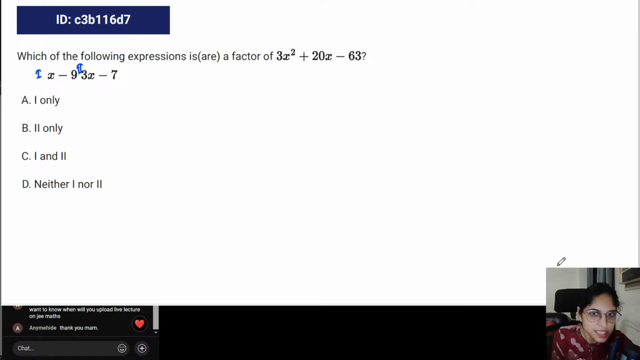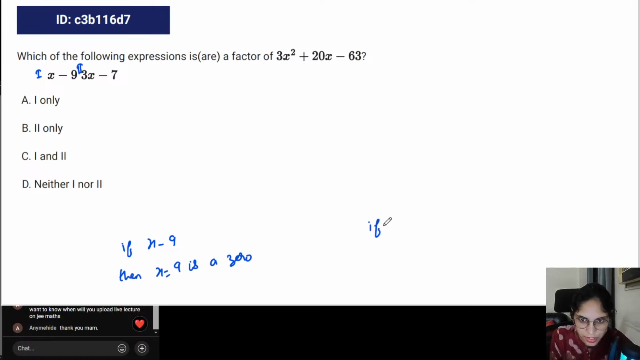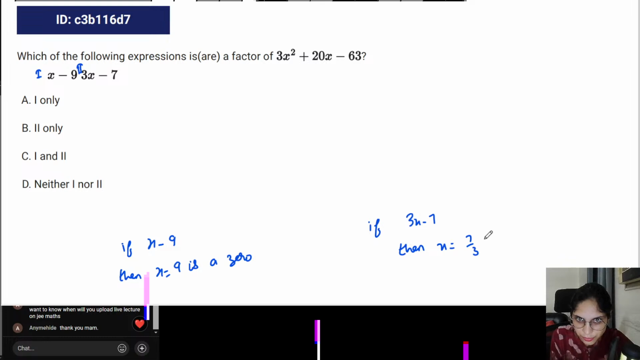So there is an easy way to do this. You don't have to use factorization. If x minus 9 is a factor, that means x is equal to 9 is a zero. And if 3x minus 7 is a factor, then x is equal to 7/3 is a zero.